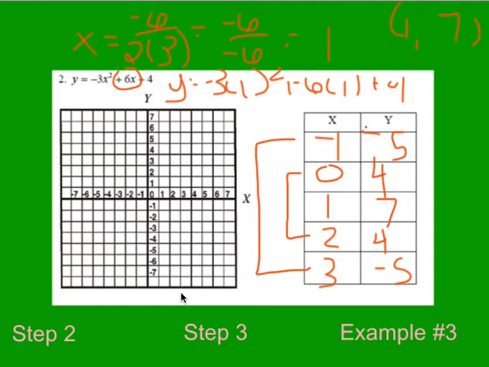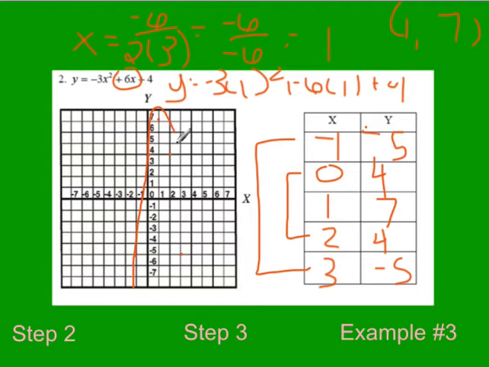Okay, so for problem number 2, now we're going to graph it. So we're just going to graph the points that we have. I'm going left 1, down 5, plotting that point. Over 0, up 4, plotting that point. Over 1, up 7, plotting that point. Over 2, up 4, plotting that point. Over 3, down 5, plotting that point.